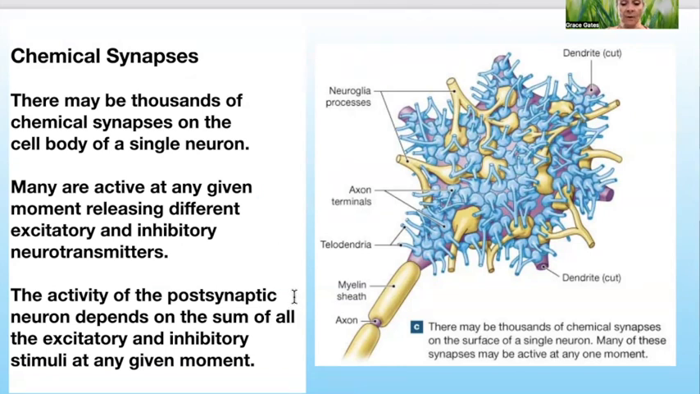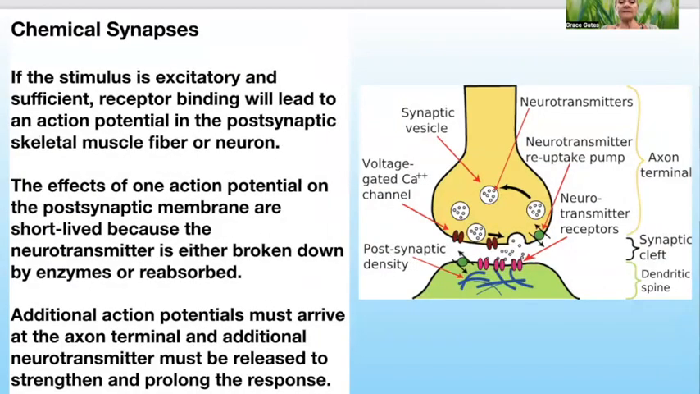The activity of the postsynaptic neuron depends on the summing of all of the excitatory and inhibitory stimuli at any given moment. If the stimulus is excitatory and sufficient, receptor binding will lead to an action potential in the postsynaptic skeletal muscle fiber or neuron. The effects of one action potential on the postsynaptic membrane are short-lived because the neurotransmitter is either broken down by enzymes or reabsorbed. Therefore, additional action potentials must arrive at the axon terminal, and additional neurotransmitter must be released in order to strengthen and prolong the response, whatever it happens to be.